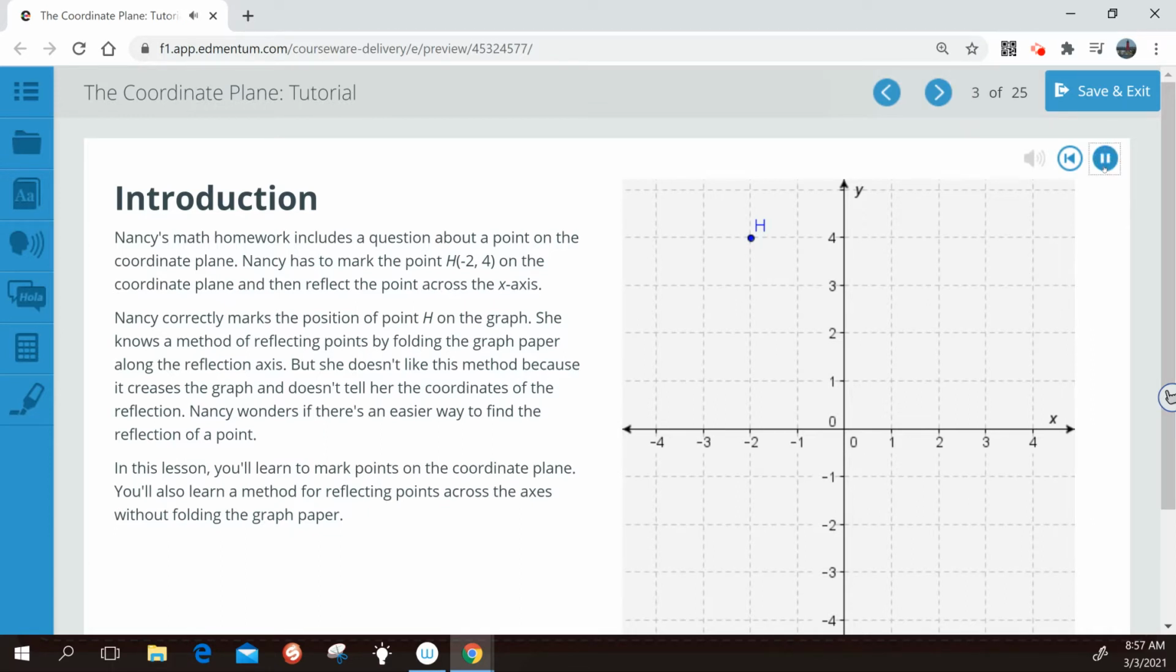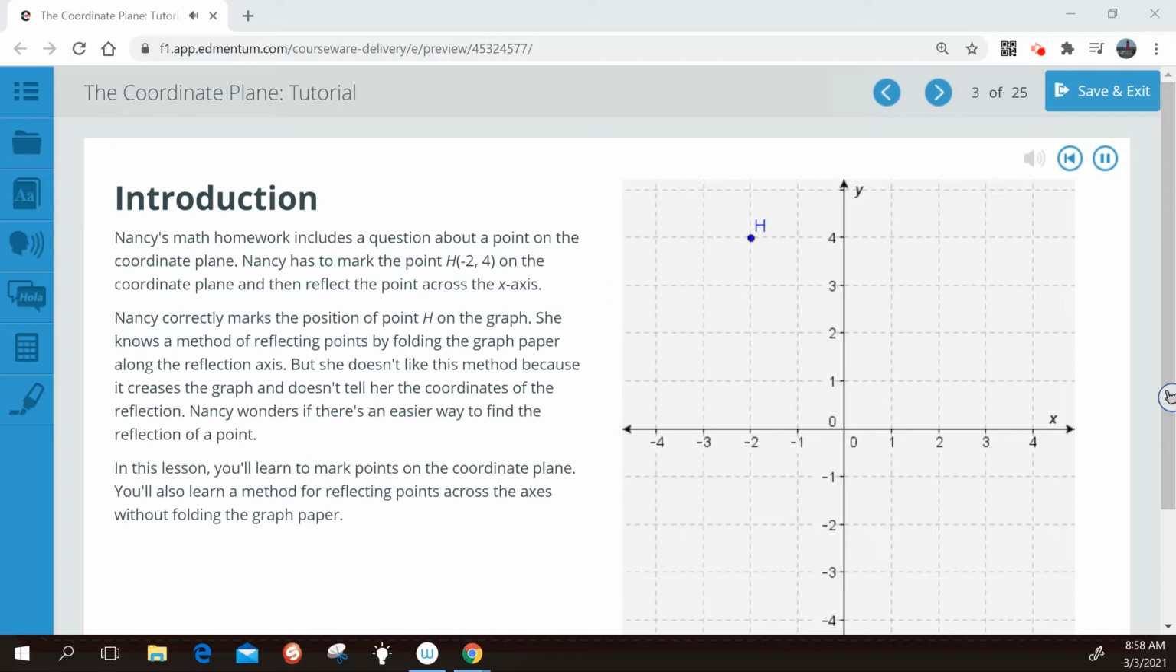Nancy's math homework includes a question about a point on the coordinate plane. Nancy has to mark the point H (-2, 4) on the coordinate plane, and then reflect the point across the x-axis. Nancy correctly marks the position of point H on the graph. She knows a method of reflecting points by folding the graph paper along the reflection axis. But she doesn't like this method because it creases the graph and doesn't tell her the coordinates of the reflection. Nancy wonders if there's an easier way to find the reflection of a point.